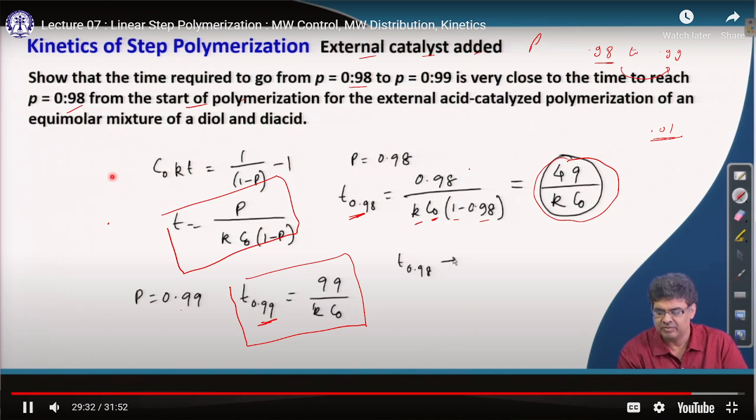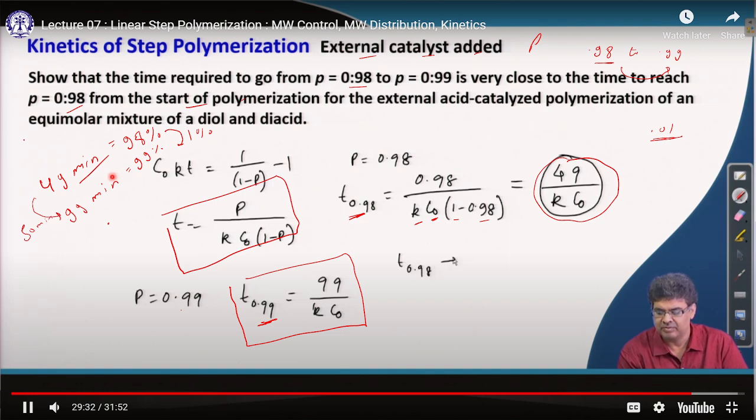Suppose we take simple mathematics. So 49 means 49 minutes are required to complete 98% of the reaction, and 99 minutes are required to complete 99% of the reaction. See how much the reaction is increasing, only 1%, but how much time is required here? 50 minutes.